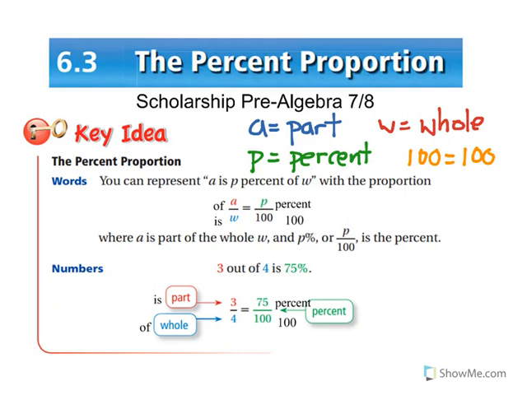Okay, so it's A over P equals W over 100. I'm sorry, it's A over W equals P over 100. And again, that is right over here. That is our percent proportion.